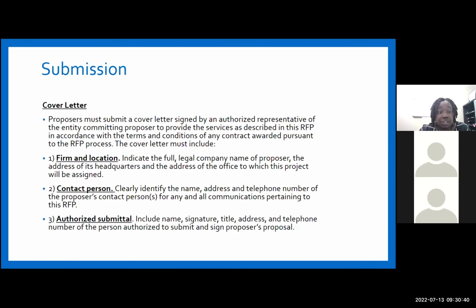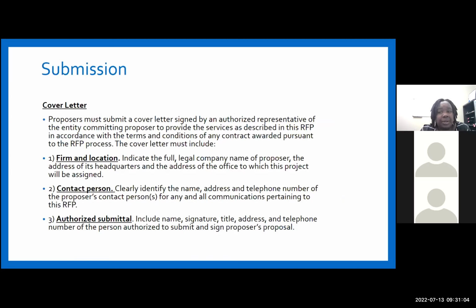And this is the submission. So we will need a cover letter. Proposers must submit a cover letter signed by an authorized representative of the entity, committing the proposer to provide the services as described in this RFP in accordance with the terms and conditions of any contract award pursuant to the RFP process. The cover letter must include the location, the contact person, and the authorized submittal.